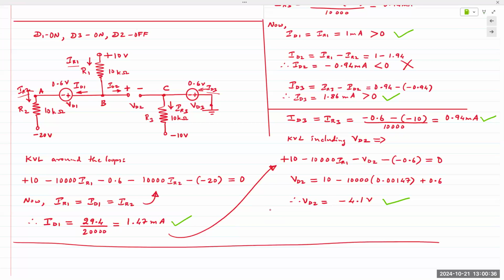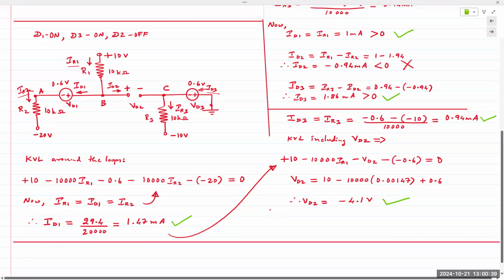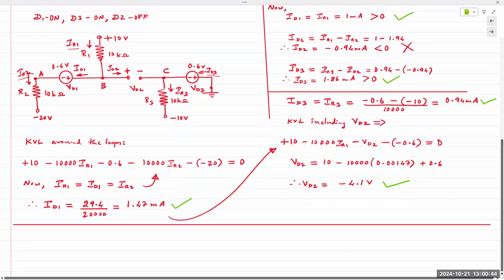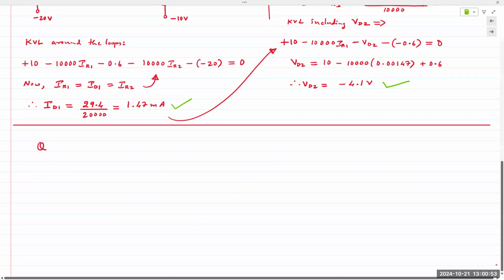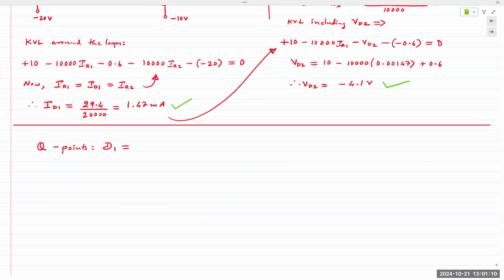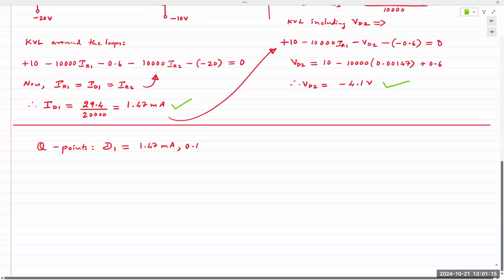Our job is not quite yet done. The main purpose of performing this analysis is to determine the Q points. For diode D1, what do we have? Diode D1 is on, so of course the voltage is always going to be 0.6 volts. The current is right here, 1.47. So the Q point gives me 1.47 milliamps and 0.6 volts.